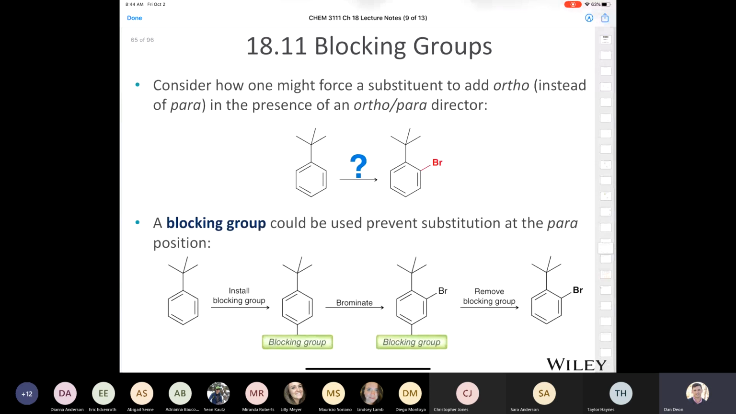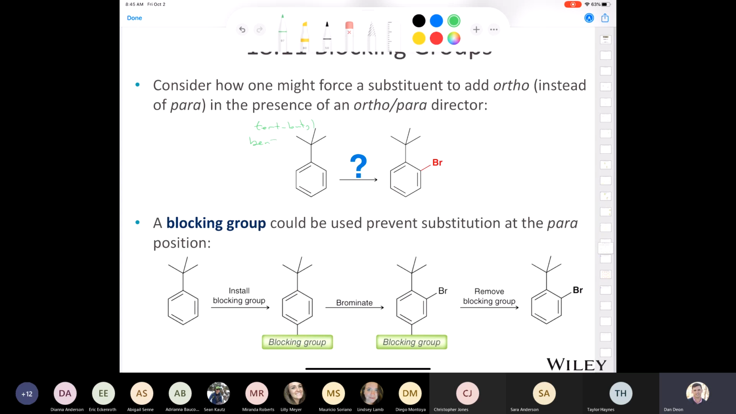Okay, blocking groups. This is still section 18.11, blocking groups, but blocking groups are going to be really handy when we're looking at synthesis problems. Now, let's say you wanted to do this reaction with this big old question mark over it. You've got a tert-butyl group, so you've got tert-butyl benzene, and you want to brominate it ortho.